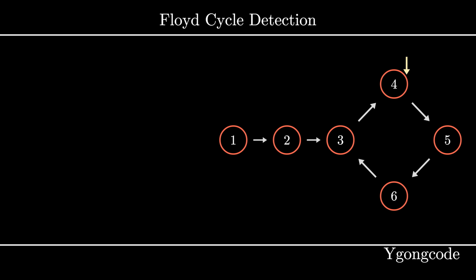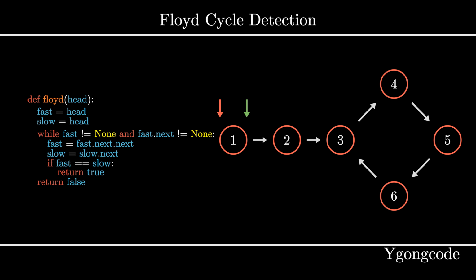To start, we will introduce two pointers, both initially pointed at the head of the linked list. The intuition behind the Floyd algorithm is that we can advance one pointer one step ahead of the other, so that eventually one of them will reach the end of the list, or both of them will meet, indicating that the cycle exists. Here is the code for the Floyd cycle detection algorithm.